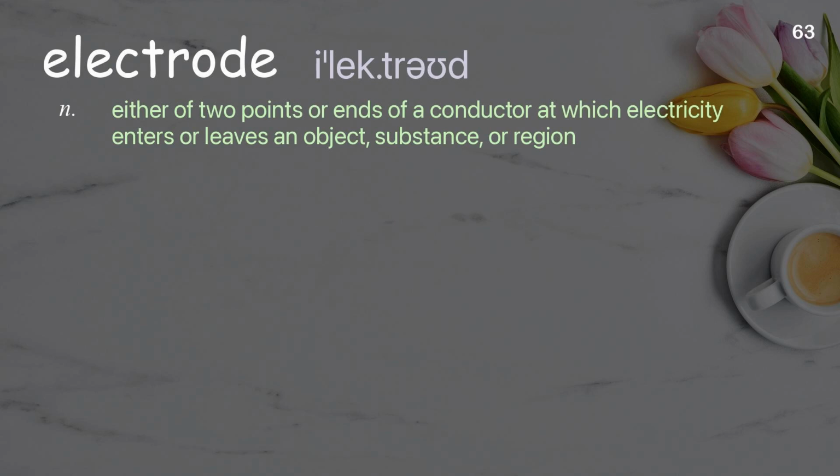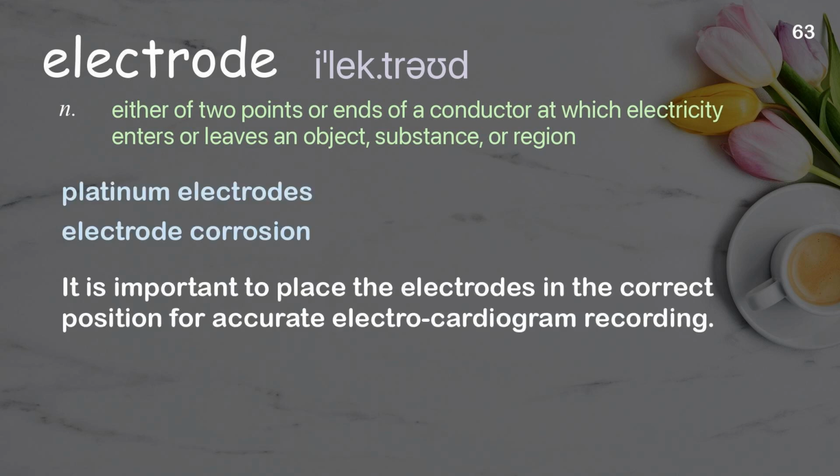Electrode. Either of 2 points or ends of a conductor at which electricity enters or leaves an object, substance, or region. Examples: Platinum electrodes. Electrode corrosion. It is important to place the electrodes in the correct position for accurate electrocardiogram recording.